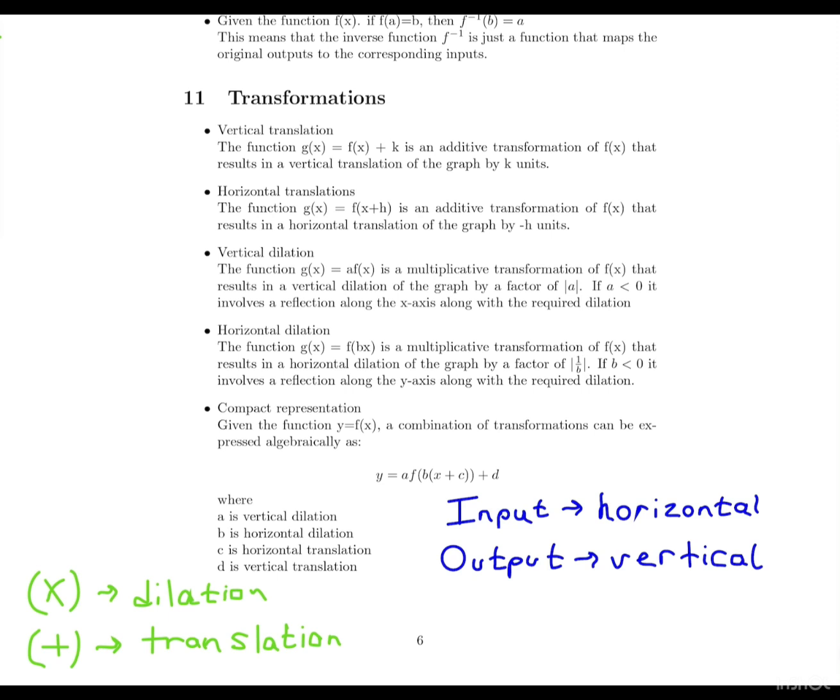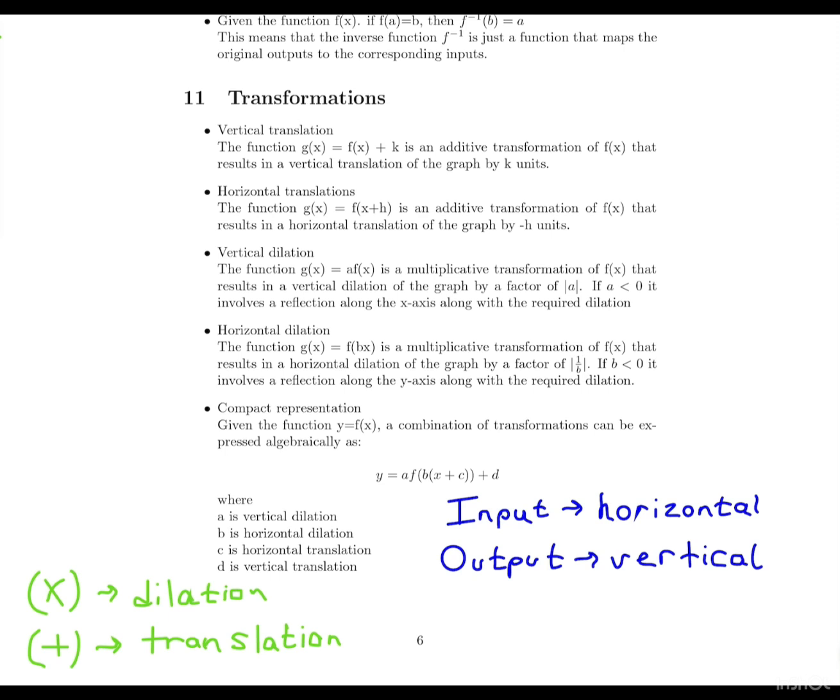And we have the compact representation, which is y is equal to a times f of b times x plus c plus t. And many people get confused about which constant is a translation. Is it a dilation? Is it horizontal? Is it vertical? So remember that whenever anything happens with the input, it is always horizontal. Whenever anything happens with the output, it is said to be vertical.